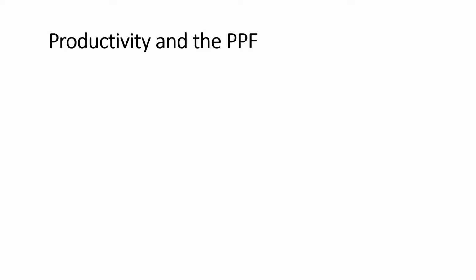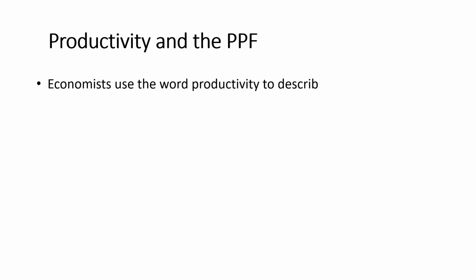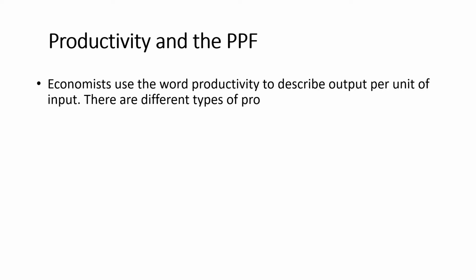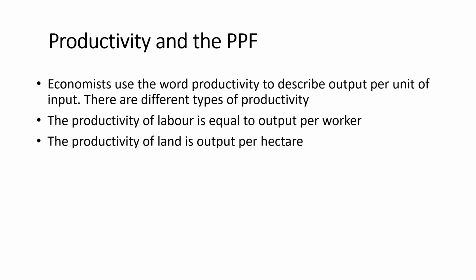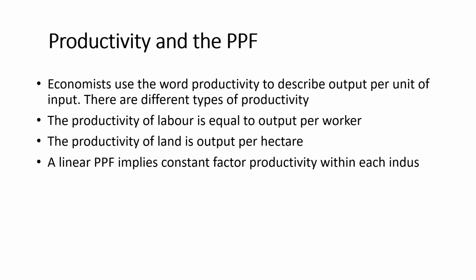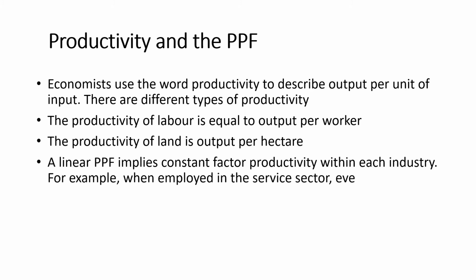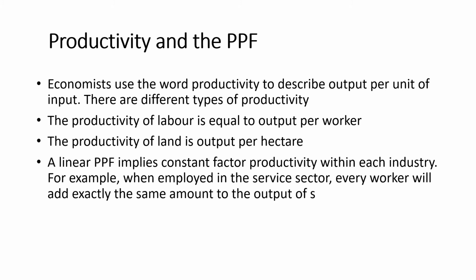So let's look at how we could use the concept of productivity in production possibility frontier analysis. So economists use the word productivity to describe output per unit of input, and there are different types of productivity, as I've just said, but it is worth repeating, so I'll do it. The productivity of labour is equal to output per worker. The productivity of land is output per hectare or per acre if you want to go old school and use imperial measures.